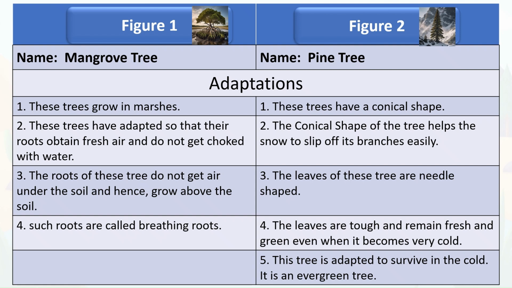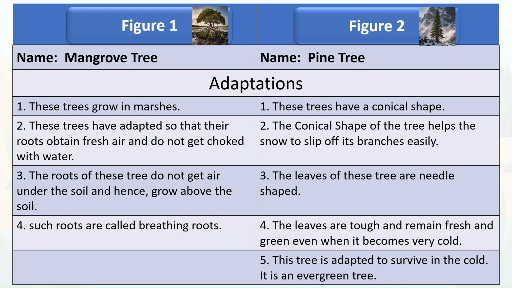The name of the tree in figure 1 is mangrove tree and figure 2 is a pine tree. Below are the adaptations in these trees. Mangrove tree. 1. These trees grow in marshes. 2. These trees have adapted so that their roots obtain fresh air and do not get choked with water. 3. The roots of these trees do not get air under the soil and hence grow above the soil. 4. Such roots are called breathing roots.